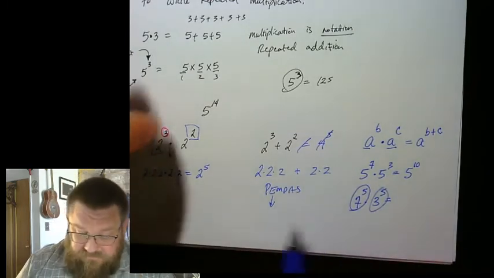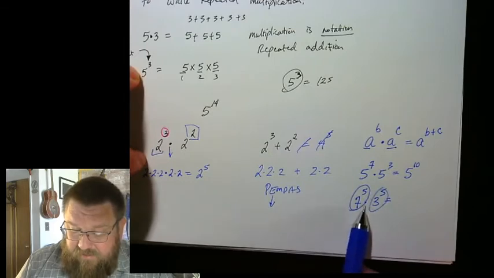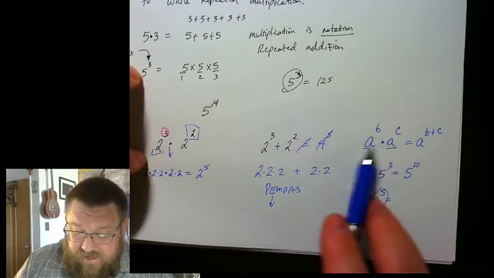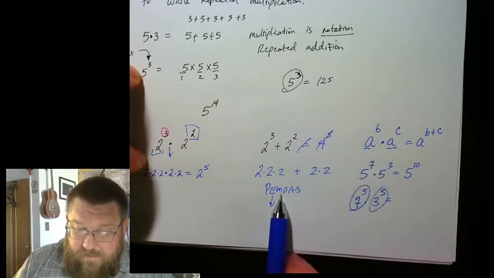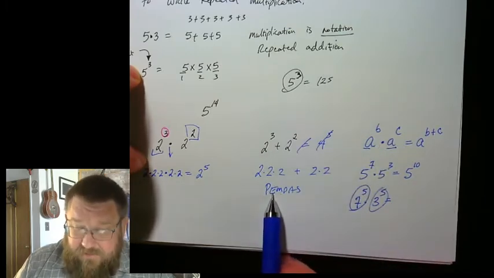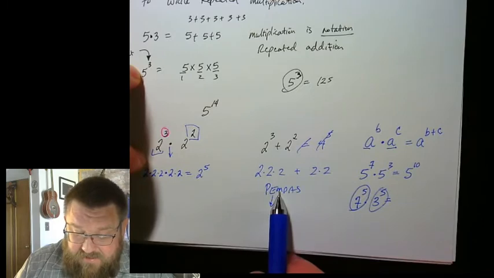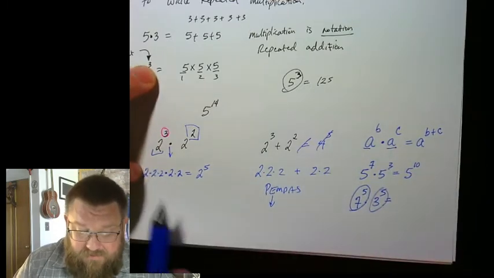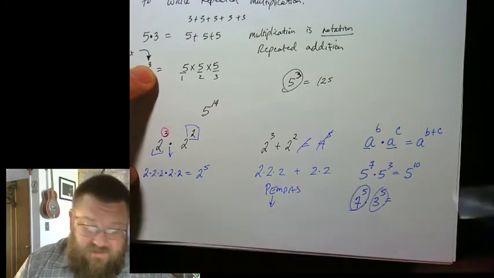Anyway, this one the bases aren't the same, so we cannot add those exponents. The reason you can do this is because remember, exponents are repeated multiplication. In multiplication, you can change the order, so you can actually change the order of these, and that's what you end up with. That's what we did here. Do you see? Anyway, let's move on.